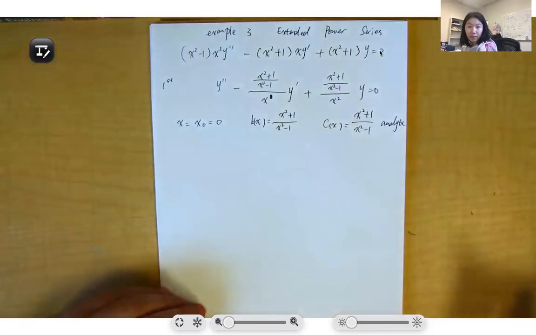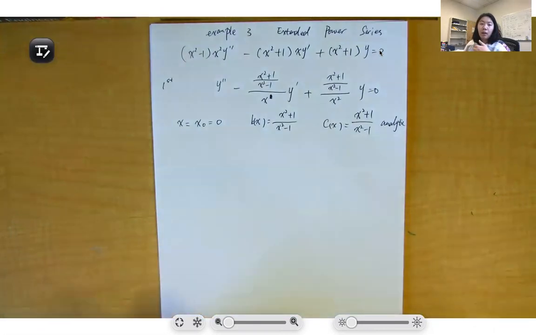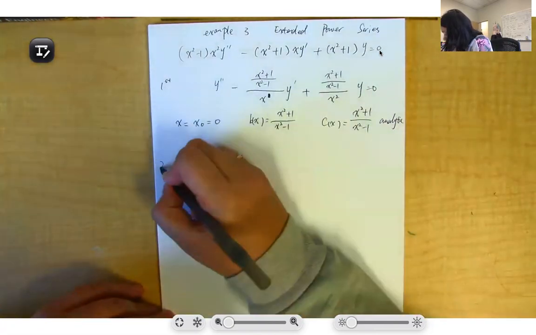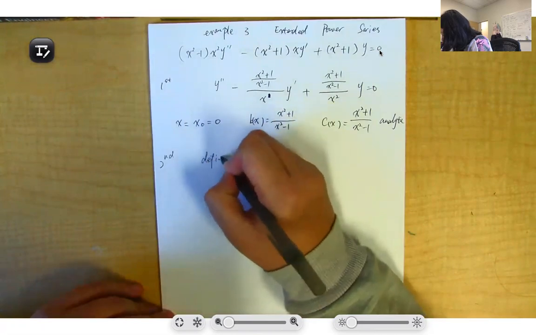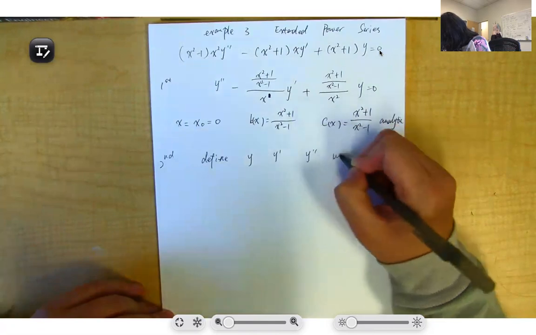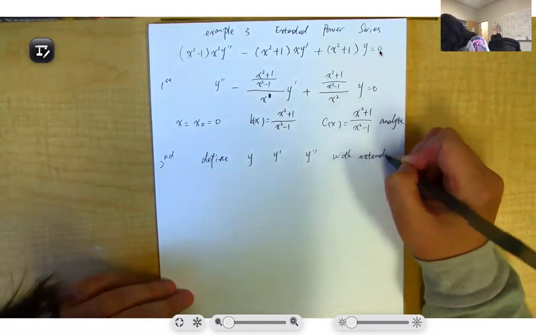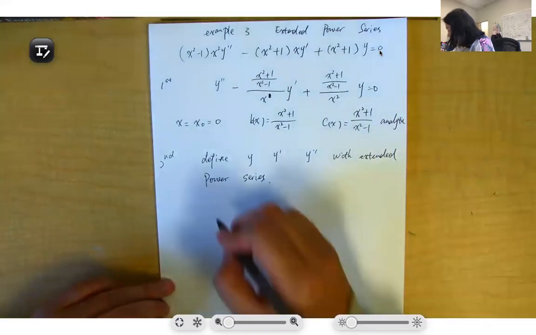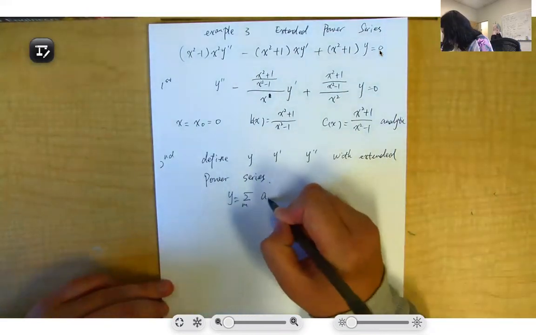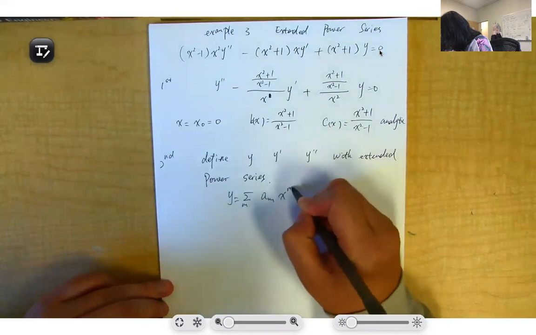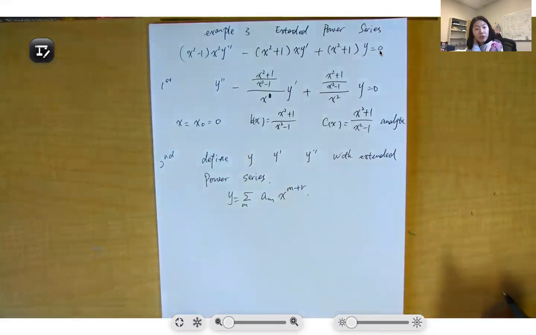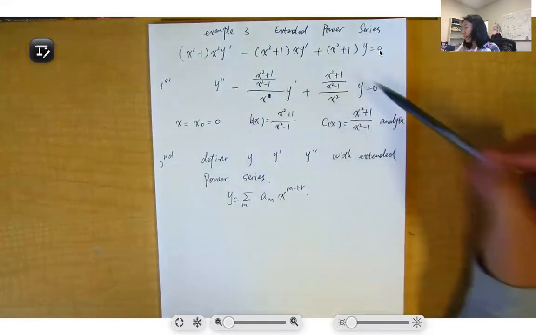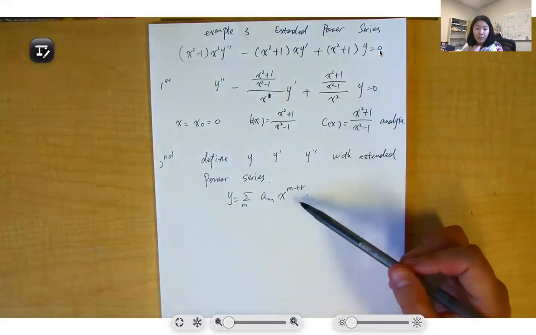Then we can solve using the extended power series, which is the Frobenius series. So the second step is that we define y prime and y double prime with the extended power series. The extended power series form is the sum of a_m x to the m plus r, right? Our center, x naught, is equal to zero, and at x naught equals zero, b(x) and c(x) are still analytic, so we can solve using the extended power series.